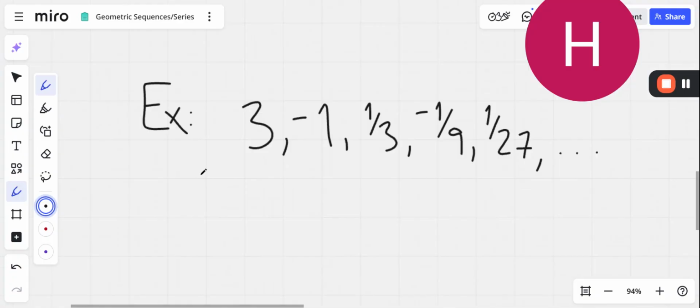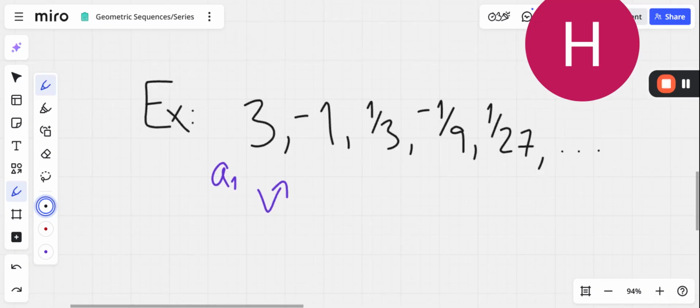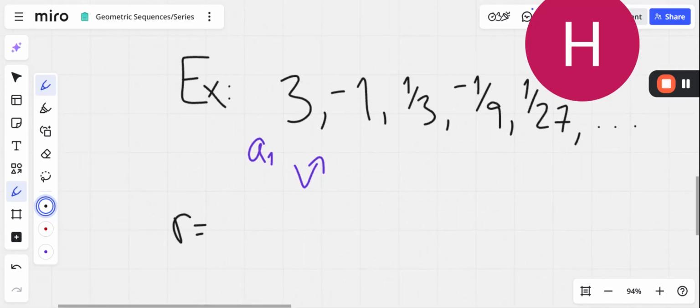If we start off with the number 3, this is our a1. It's our first term, just like you saw in the last video. First term is always a1. But as we progress, we have to multiply by r. So we need to figure out what this r is. Well, we can do that by saying r simply equals negative 1 divided by 3.